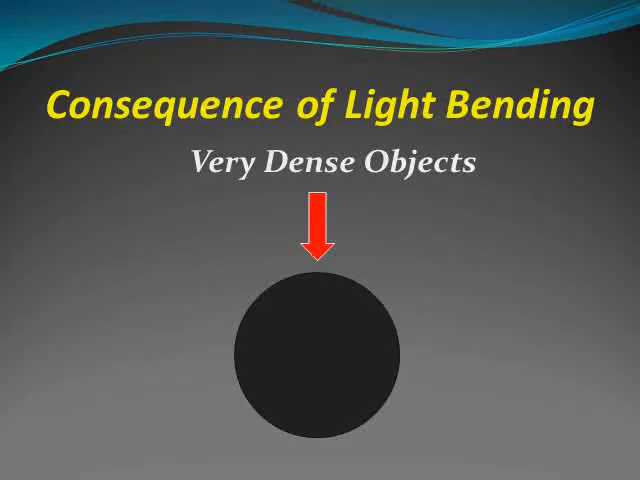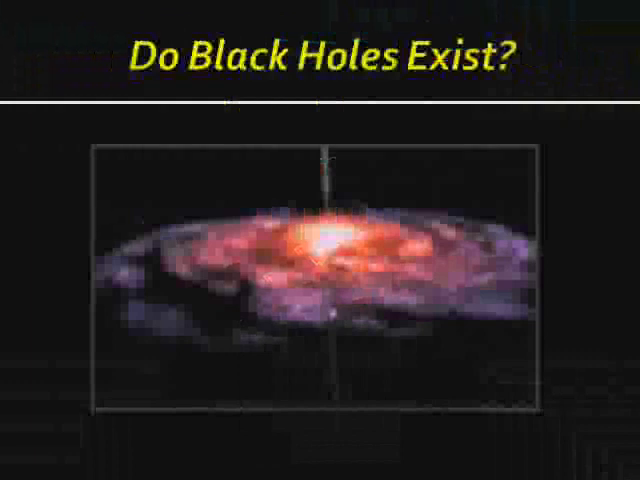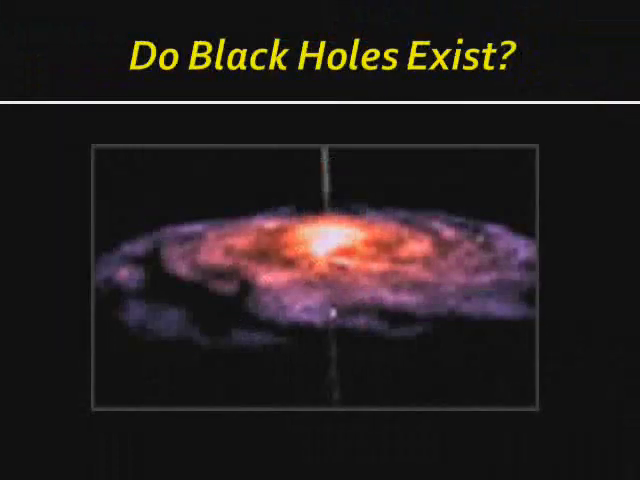If we take the Earth and compress it into a tiny sphere with a radius of 1 centimeter, then it would become a black hole. If all the mass of the Sun were compressed into a sphere of radius 3 kilometers, it would form a black hole. Einstein's theory of gravity predicts the existence of black holes.